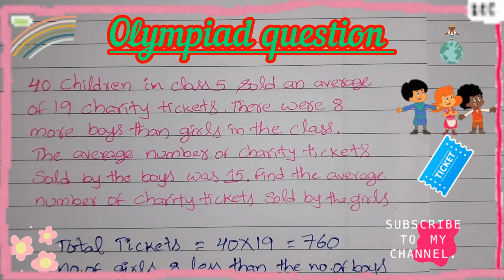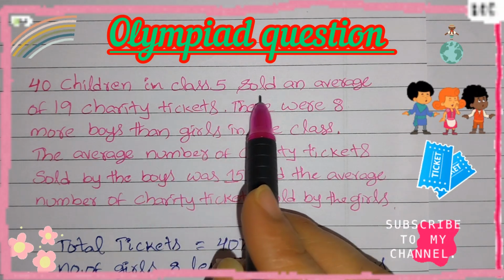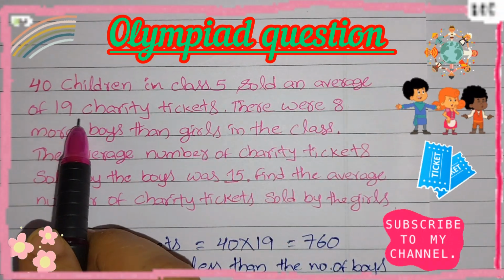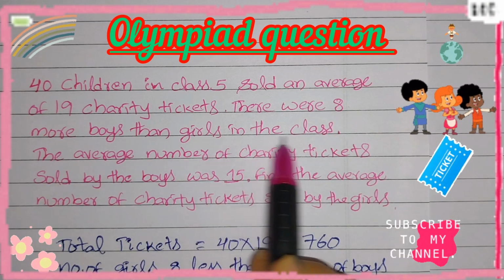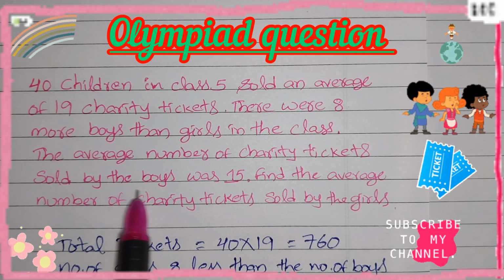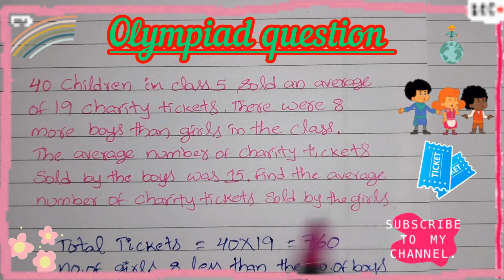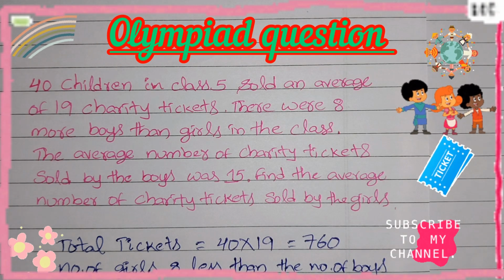Now we'll see another question. 40 children in class 5 sold an average of 19 charity tickets. There were 8 more boys than girls in the class. The average number of charity tickets sold by the boys was 15. Find the average number of charity tickets sold by the girls.